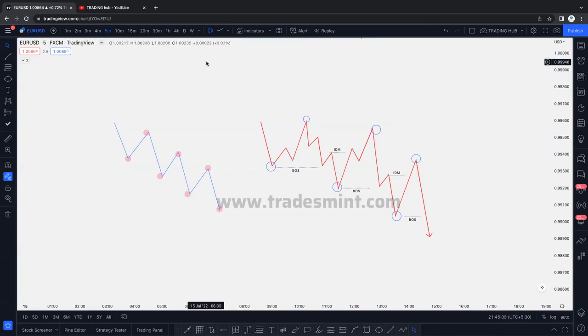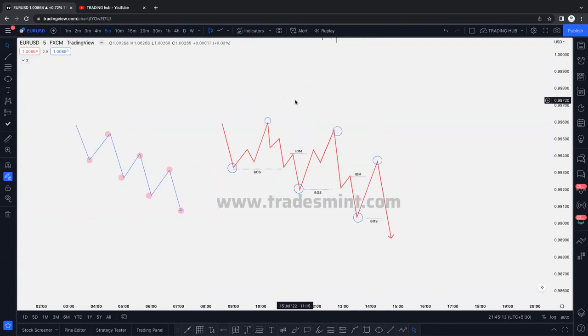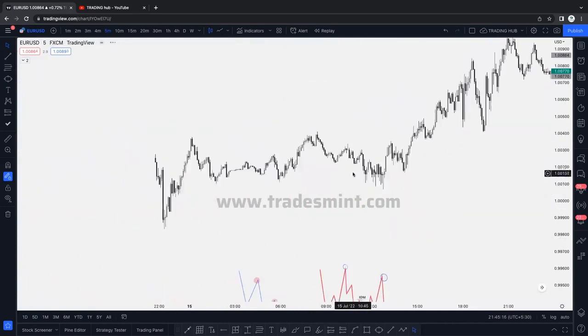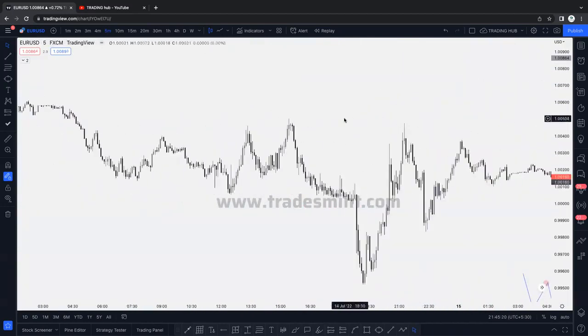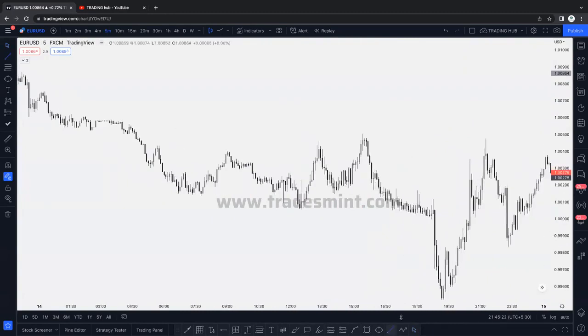Liquidity sweep. Okay, a liquidity sweep is generally when the market takes out a high or low and closes above or below it. So it's generally called a liquidity sweep. For example, here. Okay, so this is our liquidity sweep.